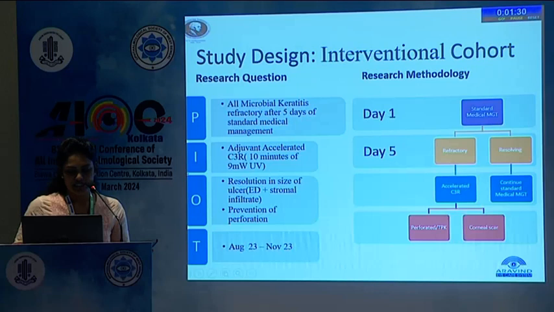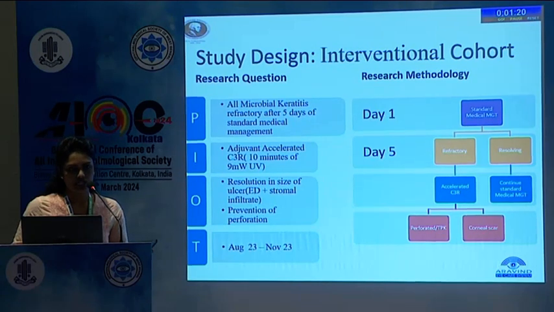On the first day of presentation, the patient is treated with standard medical management. On the 5th day, if the ulcer is resolving, we continue the standard medical management. If it is refractory, the patient is subjected to accelerated CXL, and the outcome was measured at 3 weeks and 3 months.